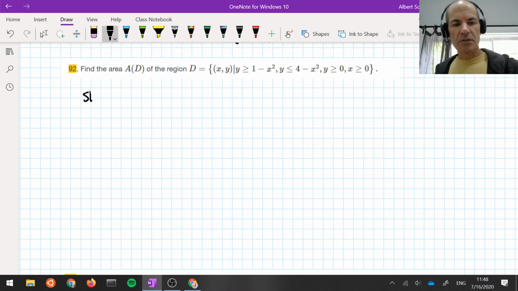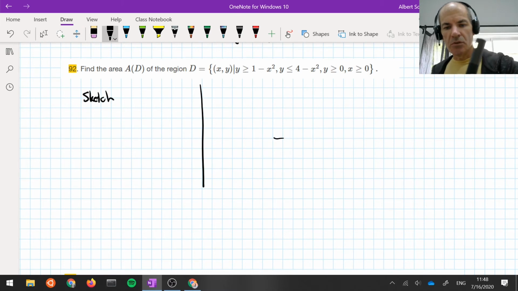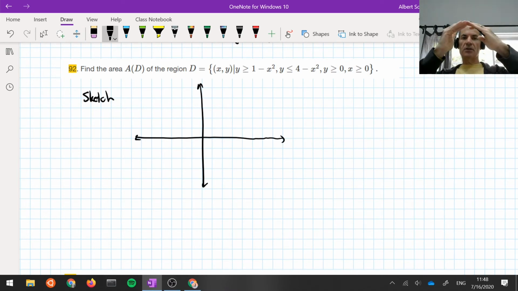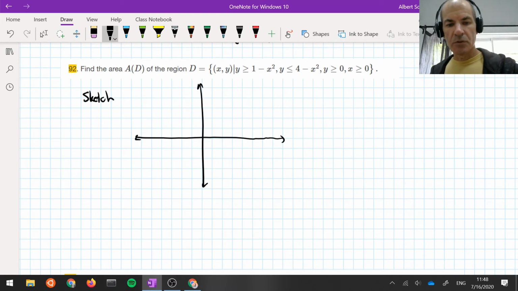So we're going to sketch first. And we'll just go through each of these conditions and try to figure out what the intersection is. So we have y is greater than 1 minus x squared. So remember, x squared is this, minus x squared is this, and then 1 minus x squared, shift the whole thing up 1 unit. So we'll get ourselves something like this. All right. And then we have y less than or equal to 4 minus x squared, so that's up here.